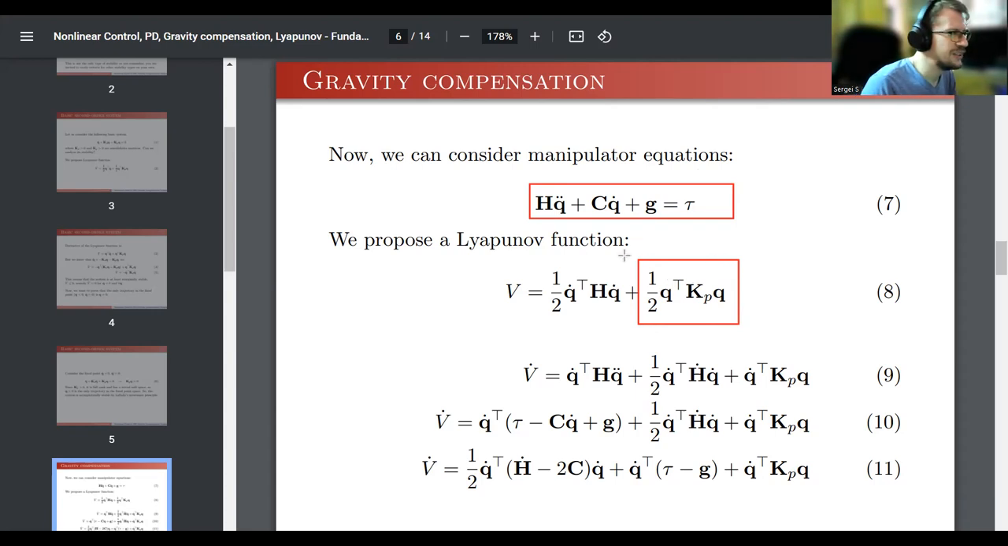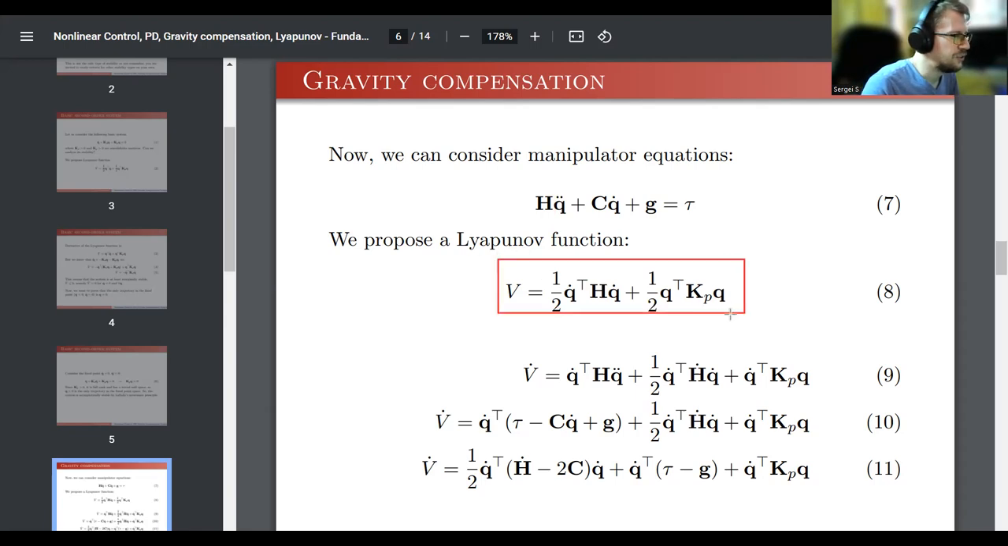Okay. This is another pattern you can start to notice. First pattern is we had here something that looks like kinetic energy. And why do we have H here? Because it stands in front of q double dot. Last time, we had identity in front of q double dot, and we had identity here. So one pattern: here we have something that looks like the generalized inertia matrix. And here we always have Kp. Another pattern. Just notice those. There are no rules. Finding Lyapunov functions is an art. So you have to kind of look at the patterns.